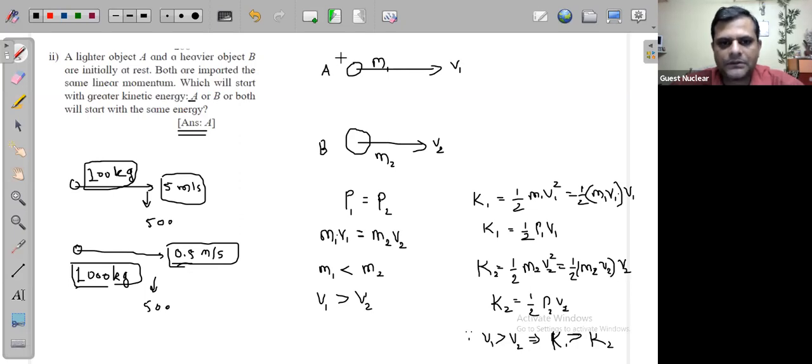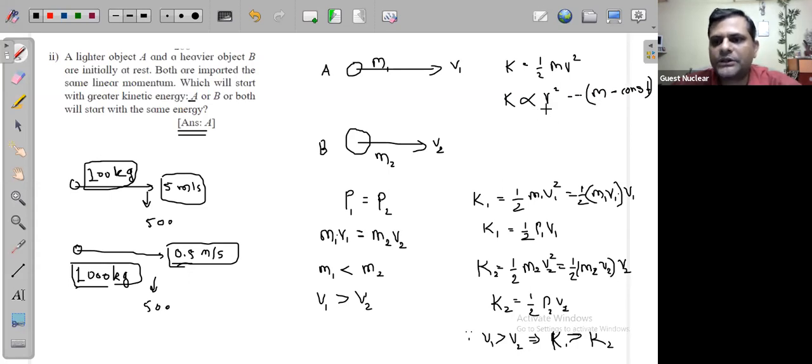Atharva, kinetic energy is proportional to V square, but only in case when mass is constant, right? See, Atharva is saying that we know that the kinetic energy is equal to half mv square, right? So can't we say that this kinetic energy is directly proportional to simply V square? But it requires mass to be constant, which is not the case here, right? Okay, are you getting point?